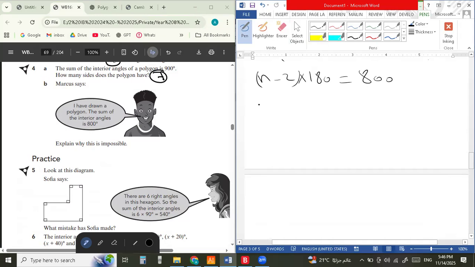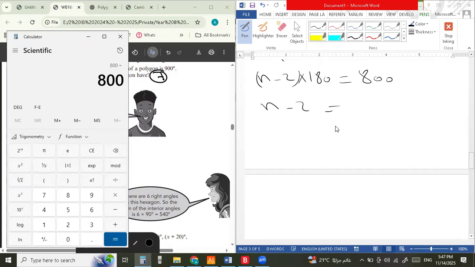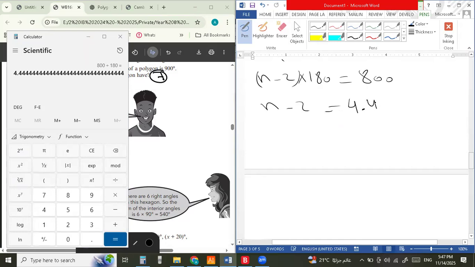So let's now solve the equation. n minus 2 equals, you send the 180 over there with division. You're going to find right away that it is a decimal. Look at this, 800 divided by 180 equals 4.4 with a dot notation. So n is 4.4 recurring plus 2, so 6.4 recurring. So it is impossible.